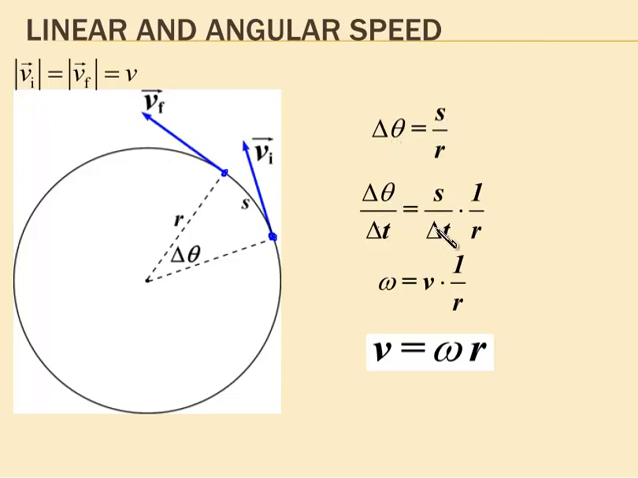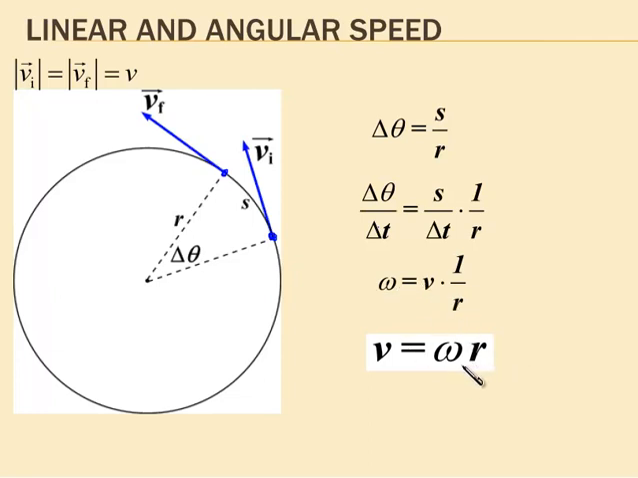So it's s over delta t, and of course this can be written as 1 over r. But we know that delta theta over t is the angular speed, and s over delta t is simply, you know this from a long time ago, that's just basically distance divided by time. So that gives us the speed, and so we can simply then multiply both sides by r, and that gives us then that v is equal to omega r.